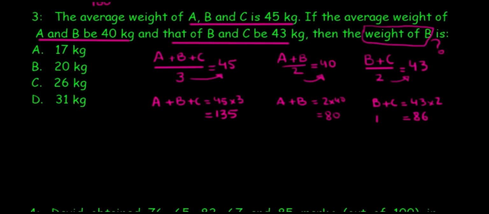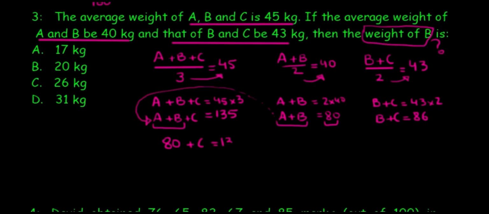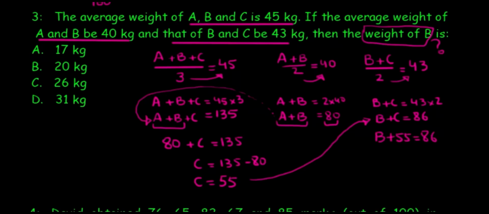Now that I've got 3 equations, all I want to try and do is substitute one into the other. I know A plus B is equal to 80, so I would replace that A plus B with 80 from here, and copy down the rest of the equation, plus C. Let's take 80 to the other side: 135 take away 80 is 55. I've got C as 55, that's done, but because they want the value of B, I will go here and put back the C. So B plus 55 is the same thing as 86. Take 55 to the other side, I'm left with 31. That's the value of B, 31.